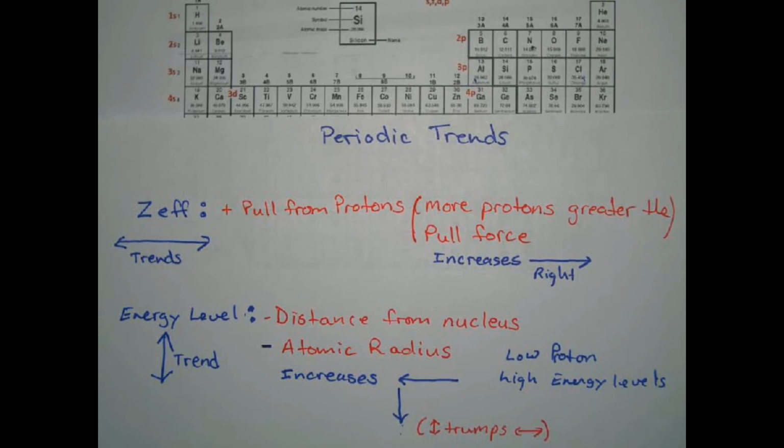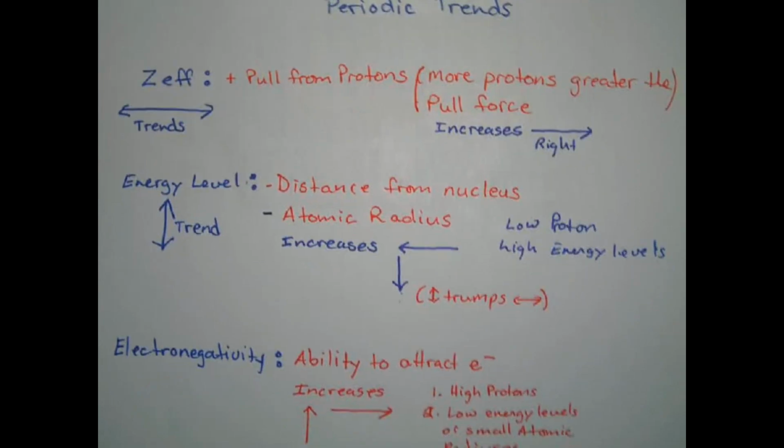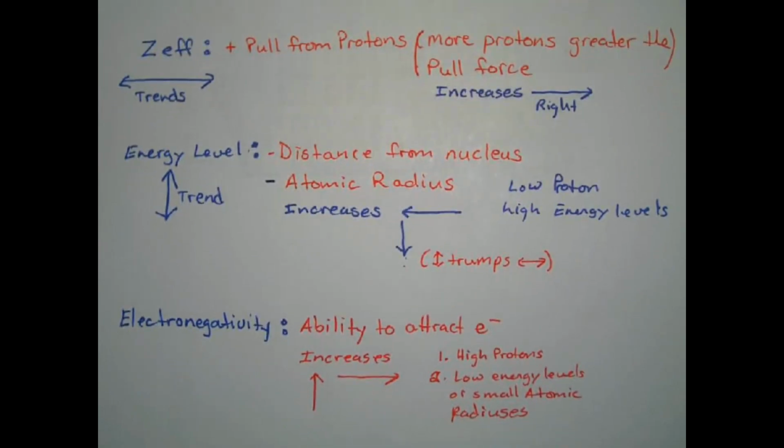Last video you watched, you looked at electronegativity, the ability to attract electrons. We learned that, well, if you have a high proton count and low energy levels, thus a small radius, it's easier to attract these electrons. Kind of makes sense, right? High protons means you have this strong pull force to attract electrons. Low energy level or small radius means you're closer to the nucleus. The closer you are, the stronger it is. Okay? Well, electronegativity, the ability to attract electrons, increases on the periodic table as you go up and to the right. And that brings us to today's stuff.